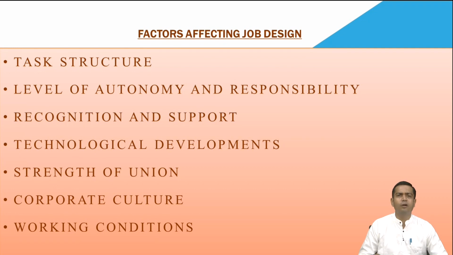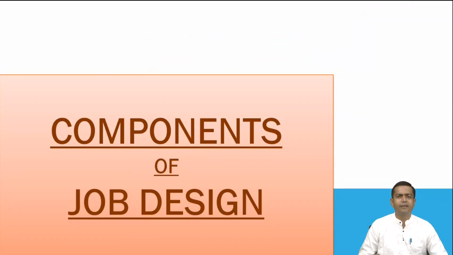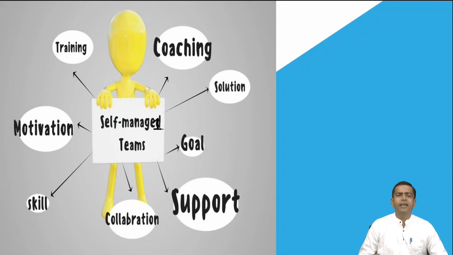Now let's check one of the important parts, the various components or methods of job design. Let's check a few of the most important components of job design. Start with the first one, self-managed teams. Now you might have heard of teams, where people get united and work together. Here the term is somewhat different: self-managed means there won't be any boss, no formal hierarchy. People are there who are in a condition to manage themselves.